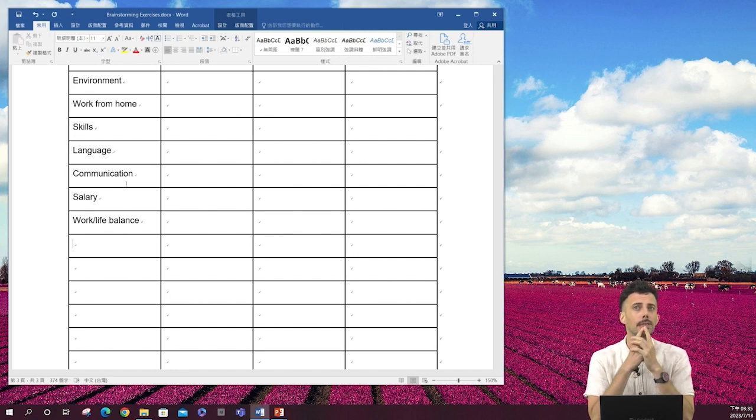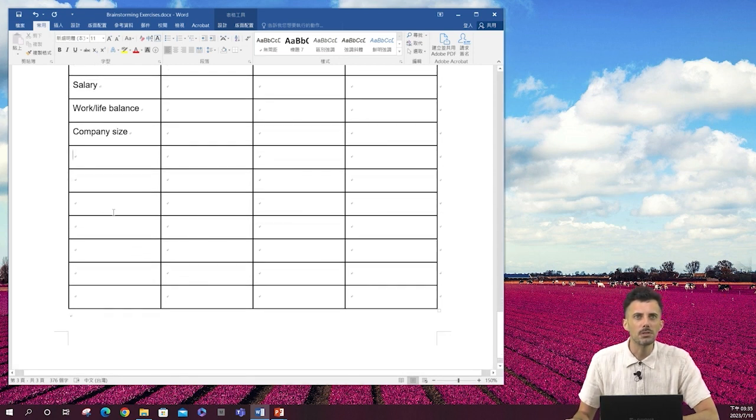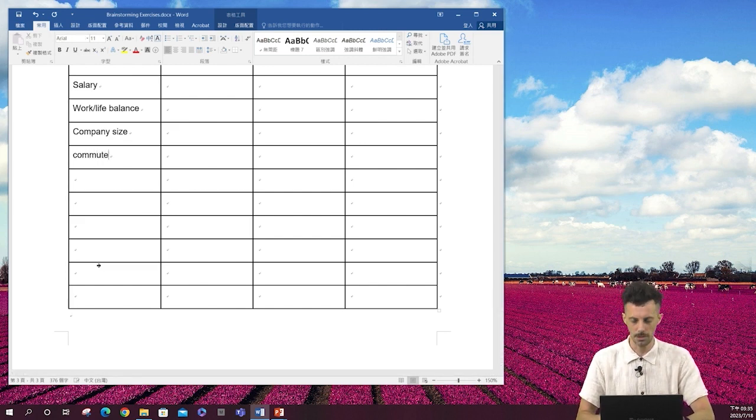Keep on going. Could be anything about having an internship. Size? Okay. Or you say company size? A little more specific. Need 1, 2, 3, 4, 5, 6, 7 more. Commute. Okay. Good job.